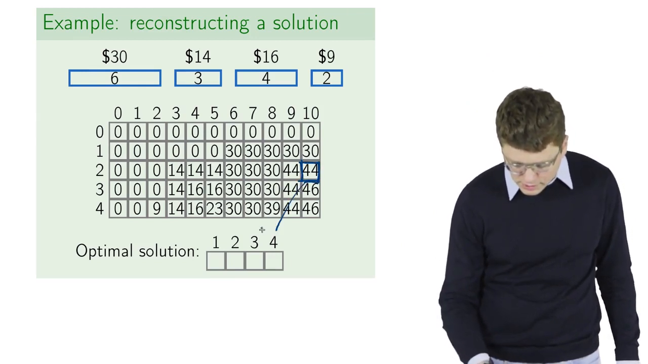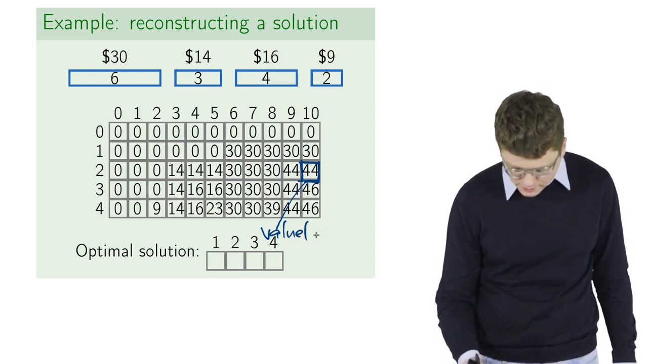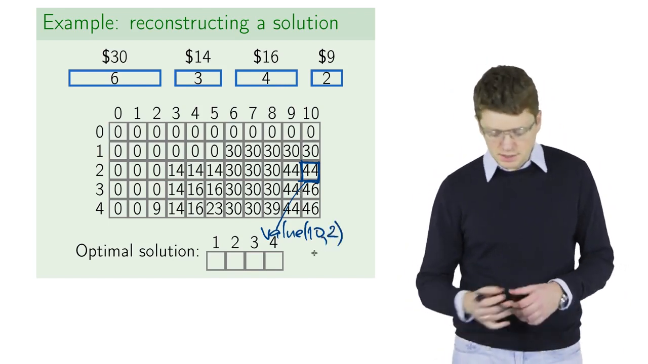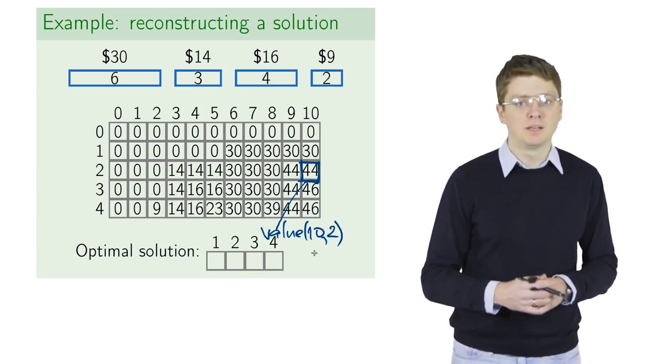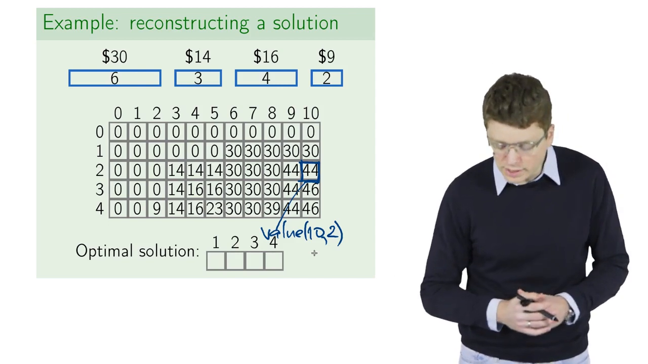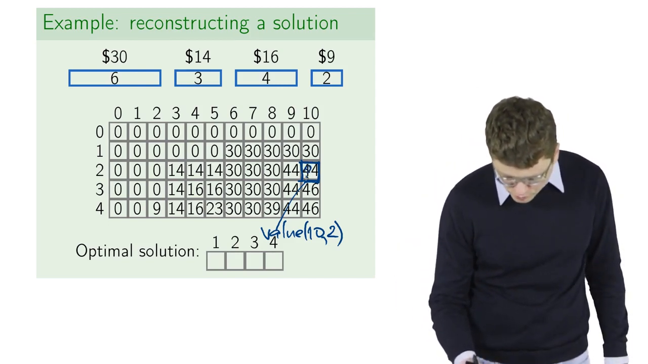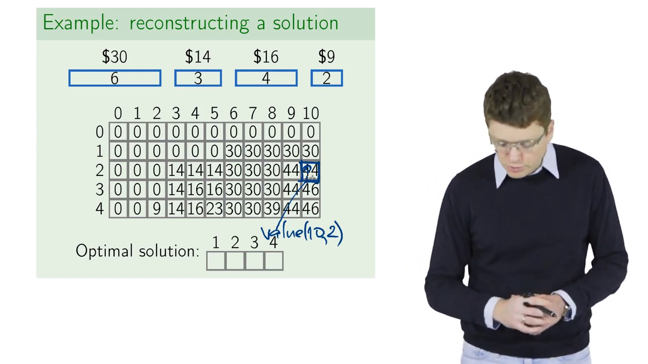So formally, this is value of 10, 2, which means that this is an optimal value of a knapsack of total weight 10 that only uses the first two items. So assume that we don't know what to put here. So we just need to compute it right now.